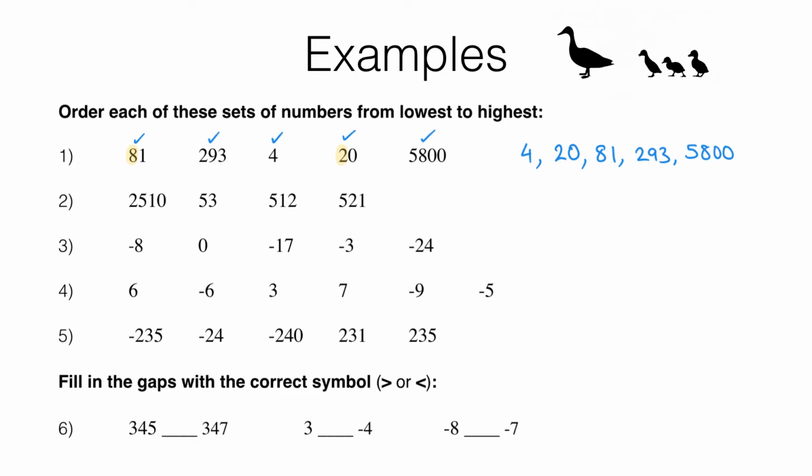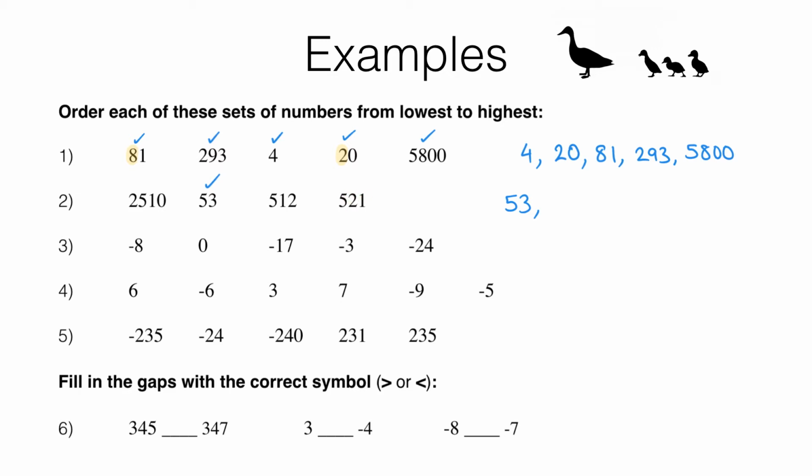In this example, again, I'm dealing with only positive integers, so positive whole numbers. I've got a 2-digit number, I've got 2 3-digit numbers, and then a 4-digit number. So I know the 4-digit number is going to be the greatest. I know that the 2-digit number is going to be the least, but I have to decide between the 3-digit numbers carefully. So anyway, let's start with the 2-digit number. That's the lowest. So I've got 53. I've got no more 2-digit numbers left, so I need to look at the 3-digit numbers, 512 and 521.